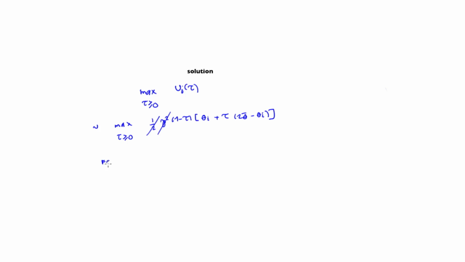So the first order conditions are going to be given by 1 minus tau times 2 theta bar minus theta I equals theta I plus tau times 2 theta bar minus theta I. And if you solve for that, you get that the optimal tax for person I, its favorite, has this ratio.